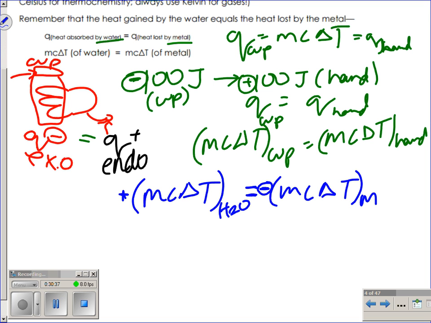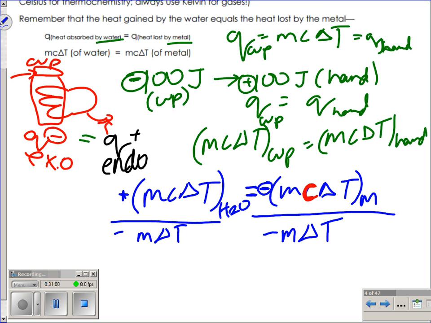Which of these variables am I solving for right here? Specific heat of the metal. So I'm solving for this guy right here. Isolate it. What do I got to do? Divide by not only M and delta T, but the negative as well, right? So negative math. Got it. Dividing by negative M delta T. The mass of the metal is going to cancel, the delta T of the metal will cancel, and that negative will cancel. That leaves me with C of the metal.